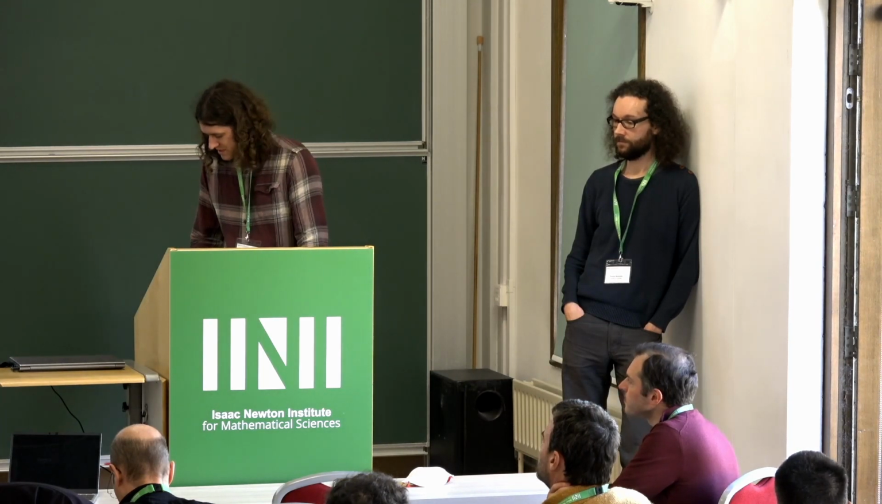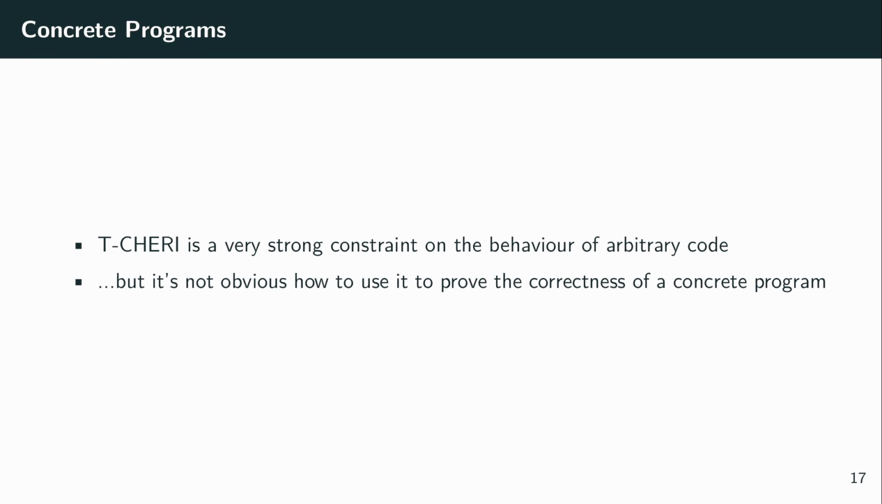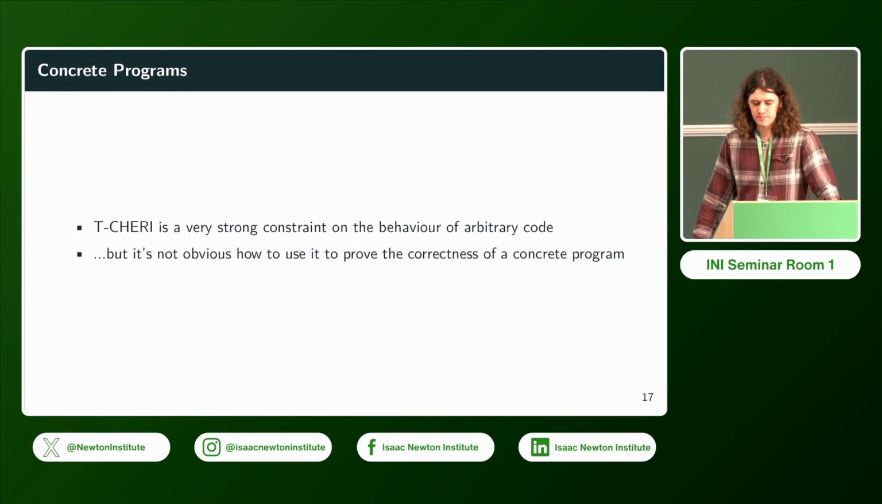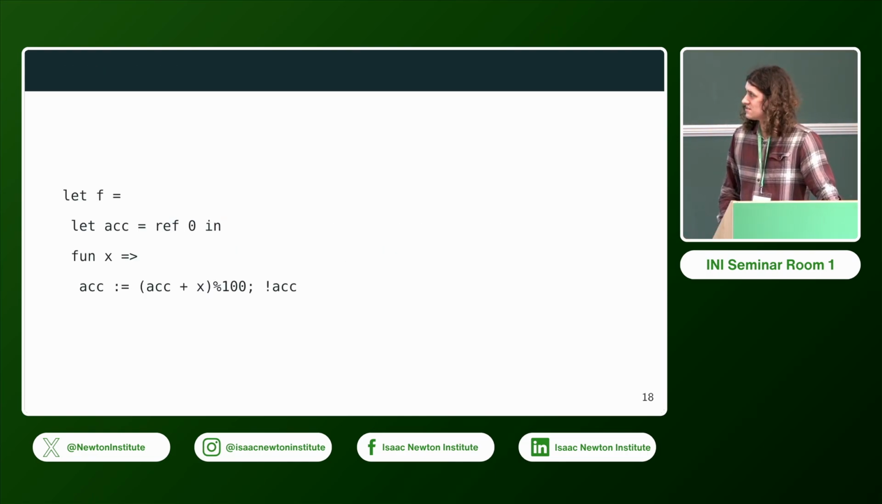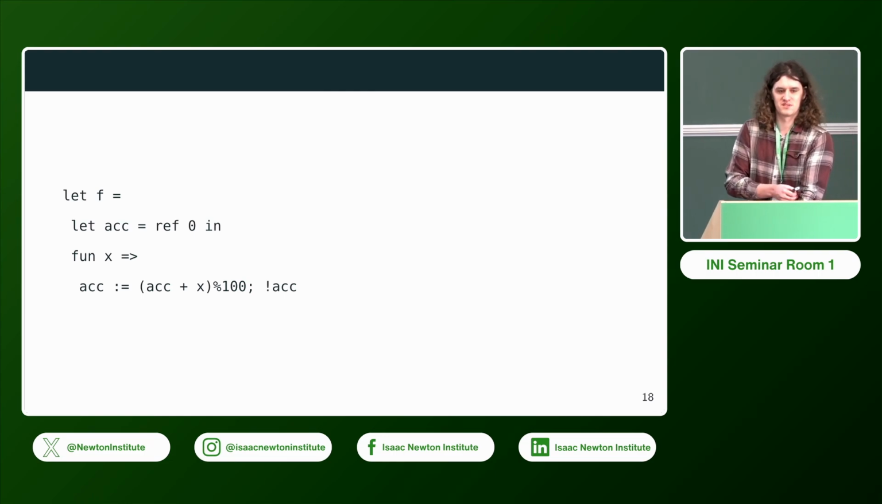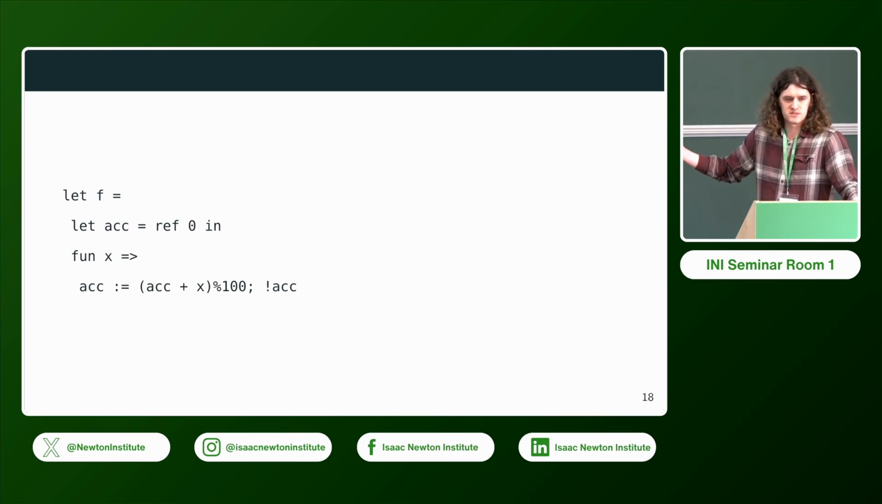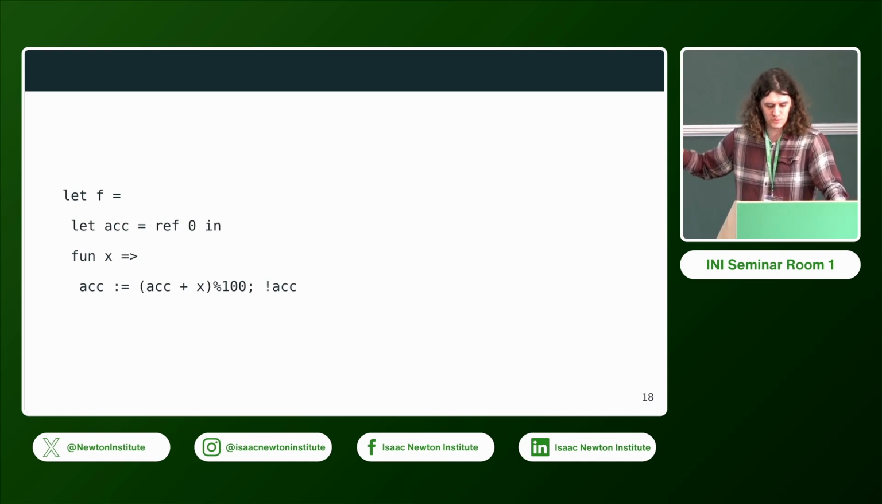Okay, so limitations notwithstanding, CHERI is really a very strong constraint on the behavior of arbitrary code, and that's super useful. But it's really not obvious how you can use it to prove the correctness of some concrete program. To give a toy example of the kind of thing you might struggle with, consider this little toy program. It allocates a reference cell and then provides you a function that lets you increment it, modulo 1000, and returns the current value. In a memory-safe language, it's reasonably obvious, unless I've written a bug, that the value is between 0 and 1000, always.